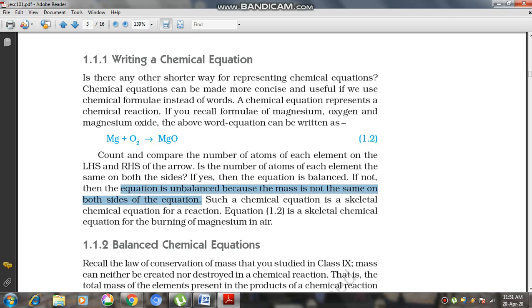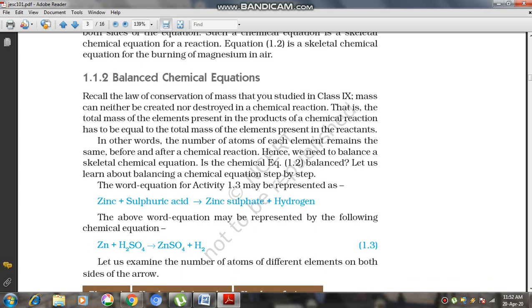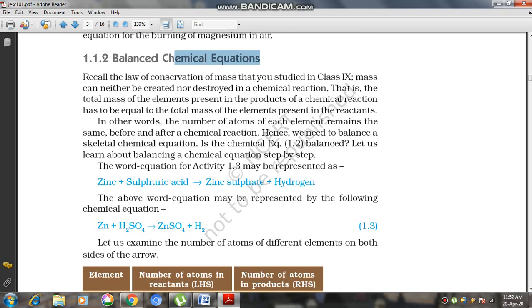If the equation is unbalanced, it means the mass is not the same on both sides of the equation; the mass is different for product and reactant. Such an unbalanced chemical equation is a skeletal chemical equation for the reaction. So the unbalanced chemical equation is also called a skeletal chemical equation. Now, how do we balance the equation?